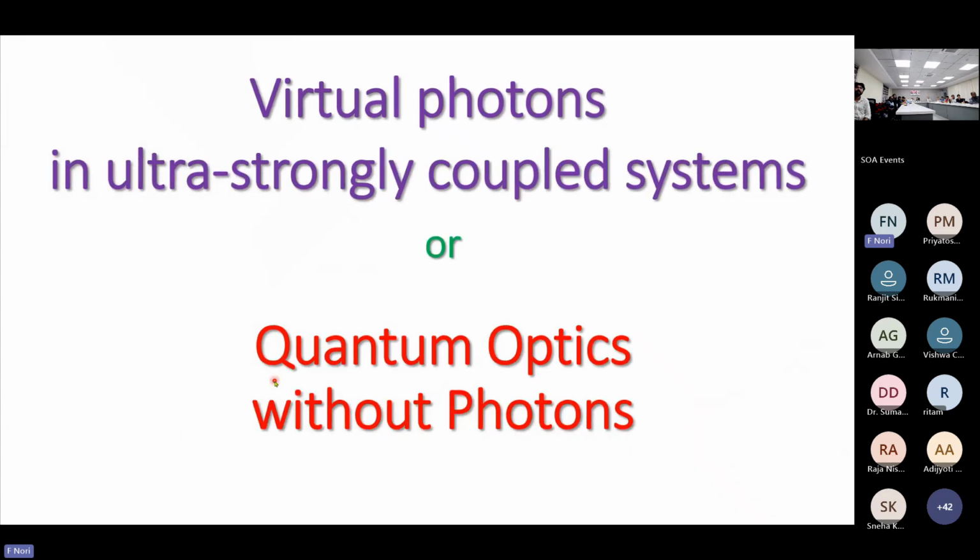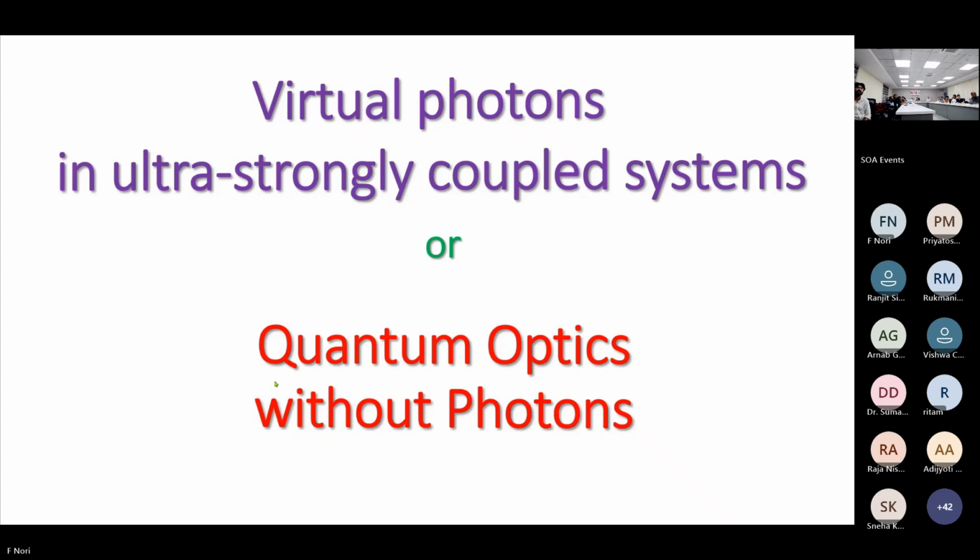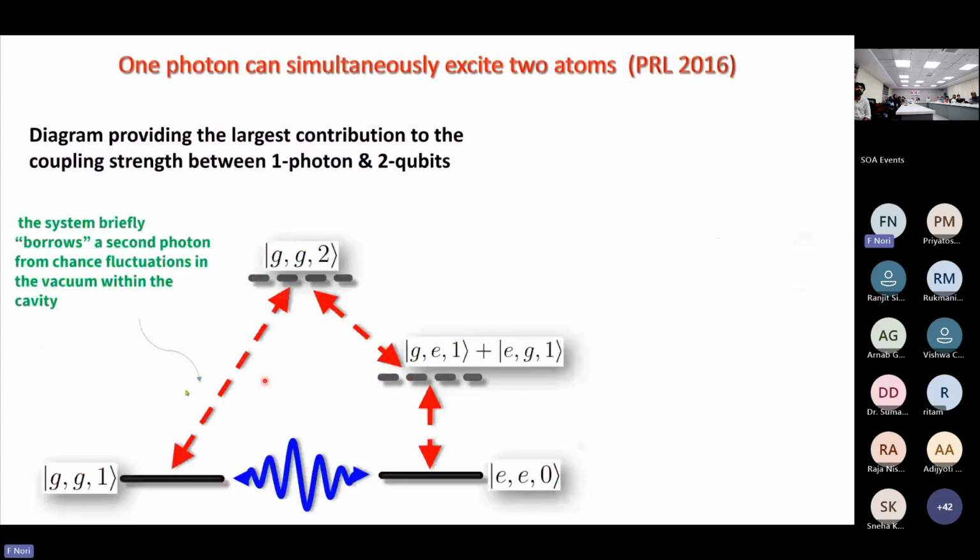And now let's talk about virtual photons in ultra strongly coupled systems, or quantum optics without real photons. So essentially, if you have two atoms in the ground state and one photon in the resonator, you cannot excite two atoms simultaneously. You cannot do that because you need another photon. But then the system can briefly borrow a second photon from chance fluctuations in the vacuum within the cavity. At that point, you access this virtual state. That's why this is a dashed line. These are virtual transitions, and then you can get here.